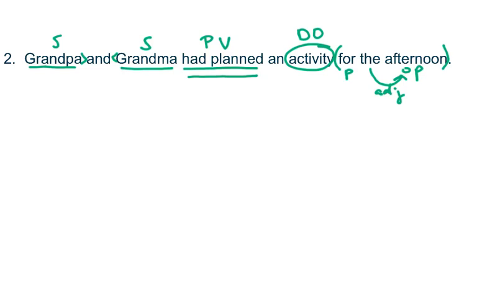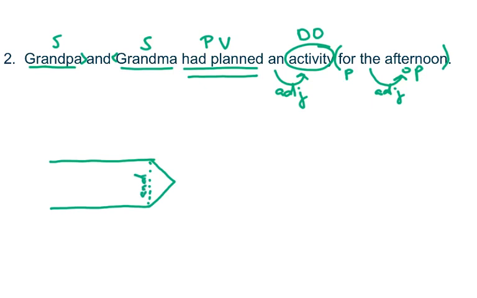Let's see if we have any words that we have not marked yet. An modifies activity. Adjective. Let's diagram this. So since we have a compound, we've got grandpa and grandma. Let me attempt to get my and on here. There we go.